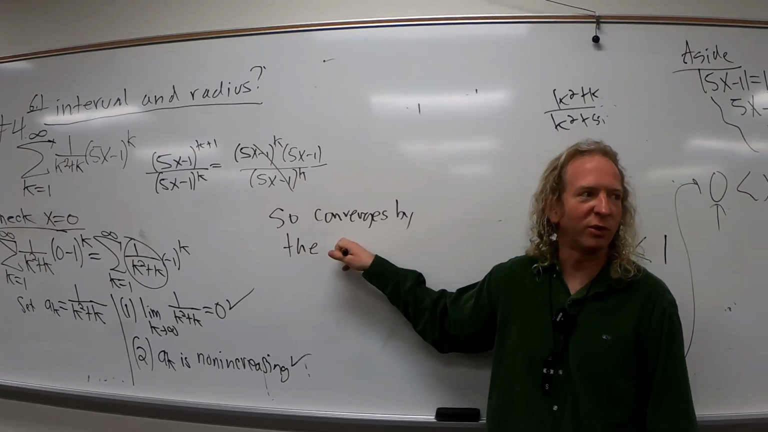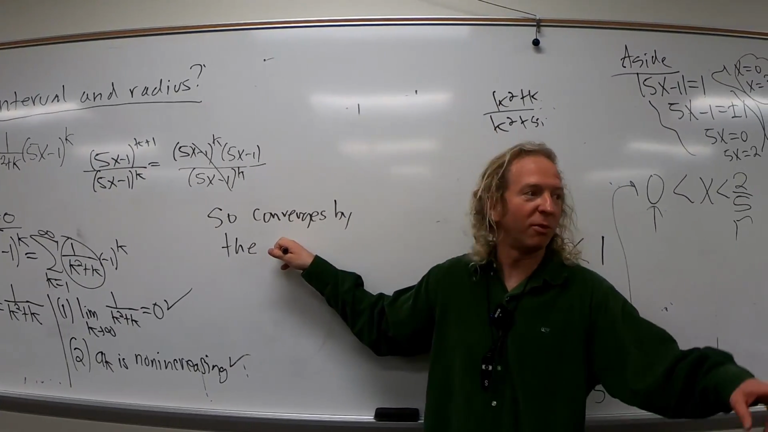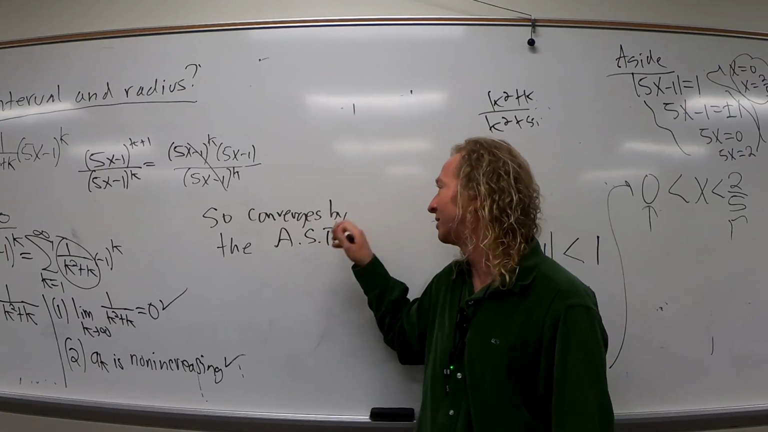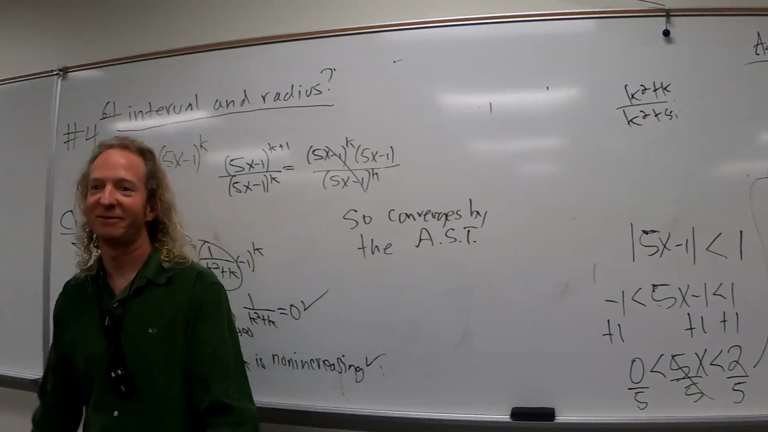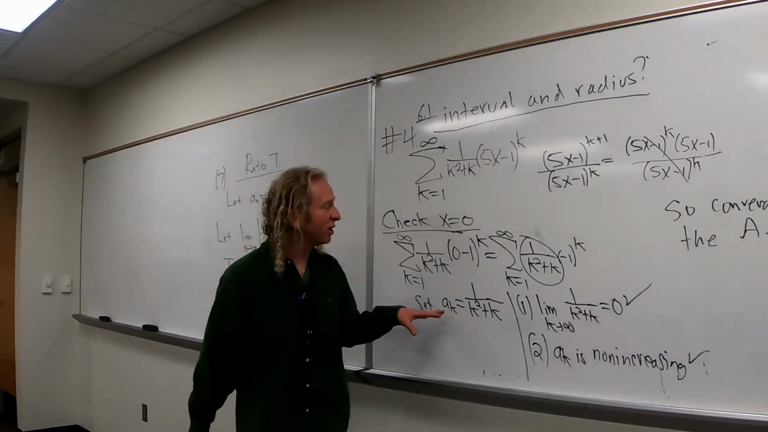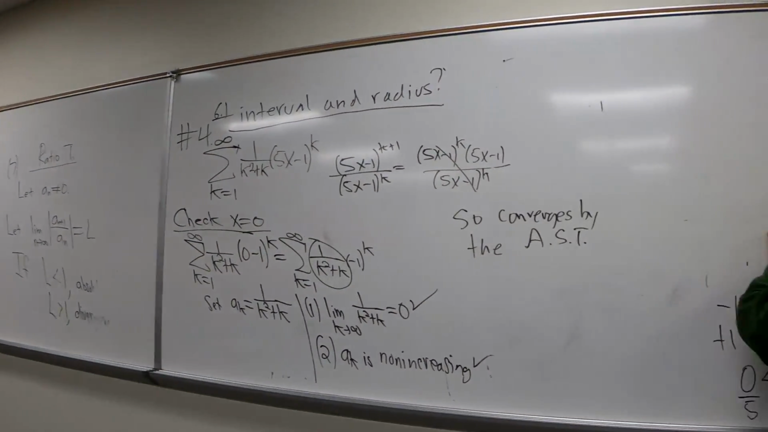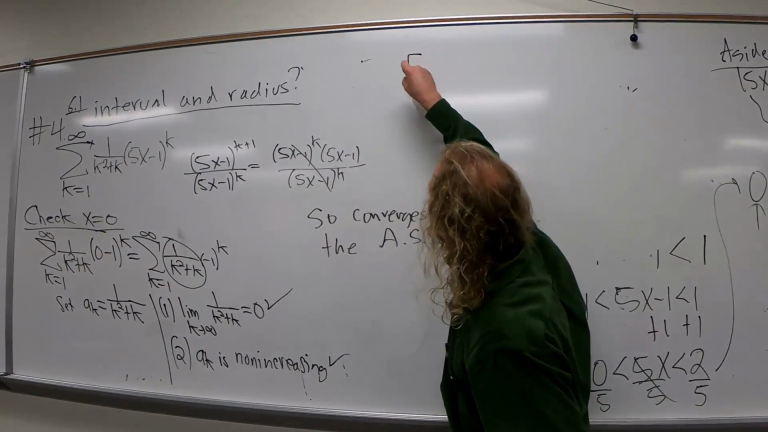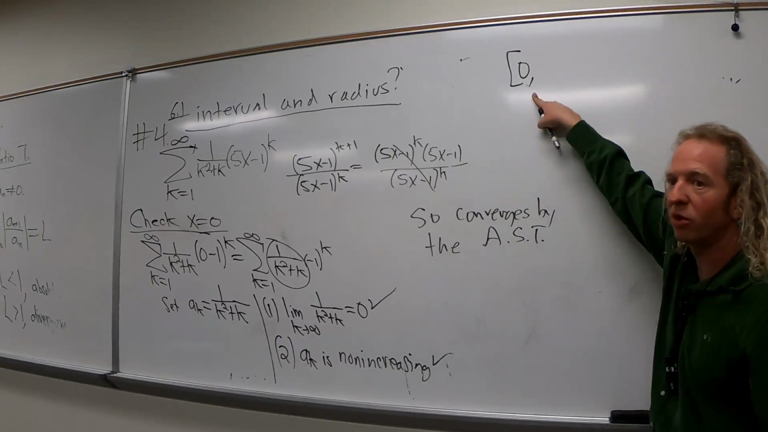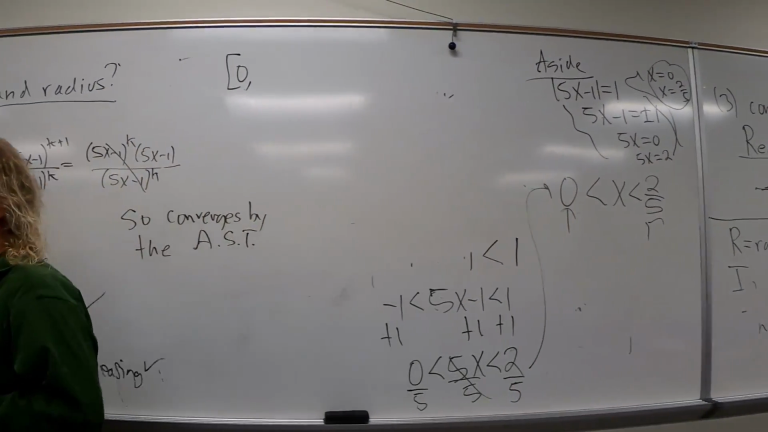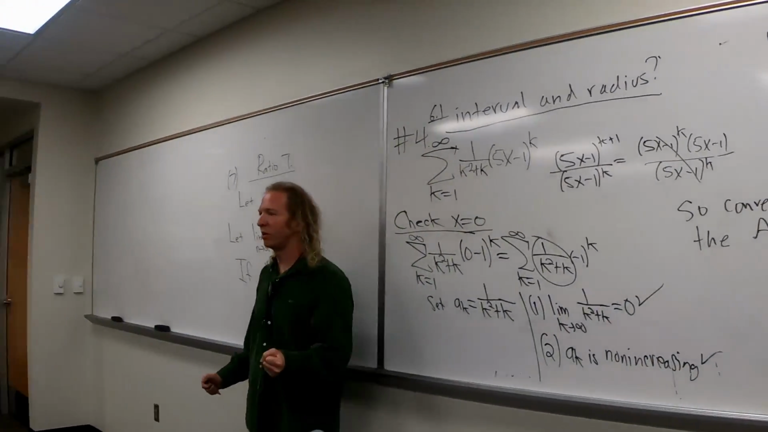What test do we use? No, AST. Alternating series test. Yeah, good. By the AST. So that means we're going to use a bracket at 0. When we write our answer down, we're going to use a bracket at 0, because we include it. If we had divergence, we would use a parentheses at 0.